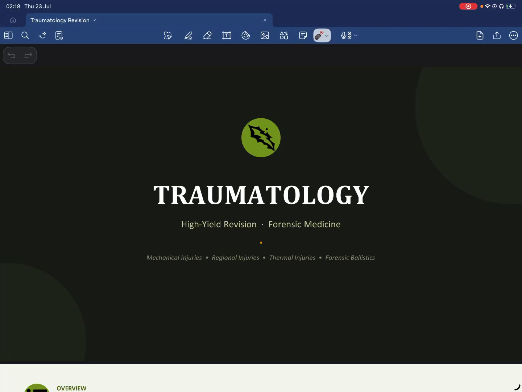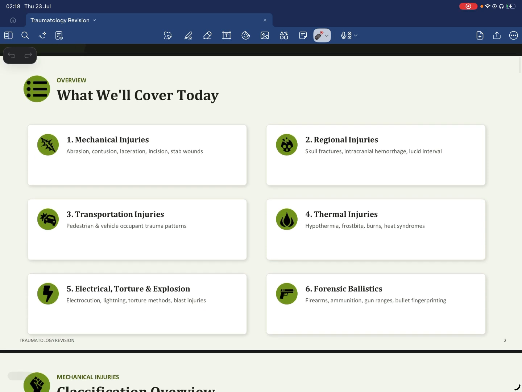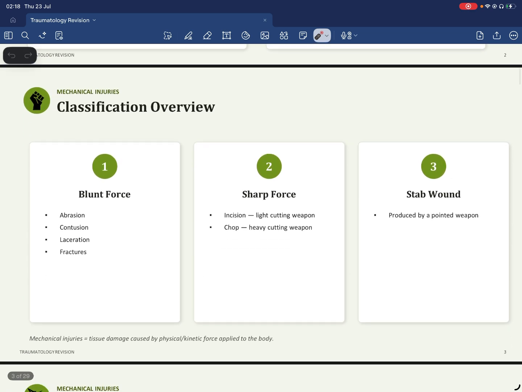Hello everyone, today we're going to be doing rapid revision on traumatology in forensic medicine. What we'll cover today: mechanical injuries, regional injuries, transportation injuries, thermal injuries, electrical injuries, torture and explosions, and ballistics. Starting with the classification of mechanical injuries, we have blunt force, sharp force, and stab.